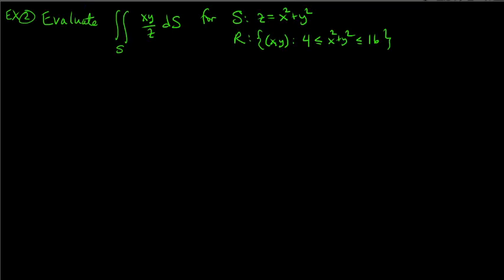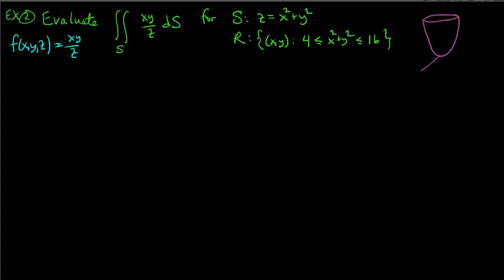All right, maybe we should do one more. So this is the surface integral of the quantity xy over z. So that's our function now. It's a function of x, y, and z. So x times y, but divided by z, over the surface S. What is S? S is the surface z equals x squared plus y squared. And we saw that in the previous video. That's just your paraboloid.